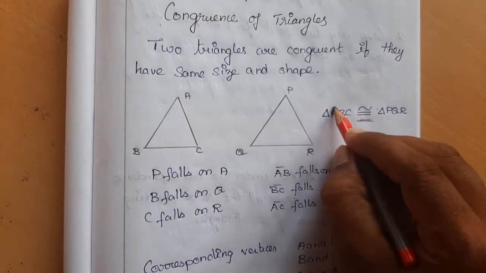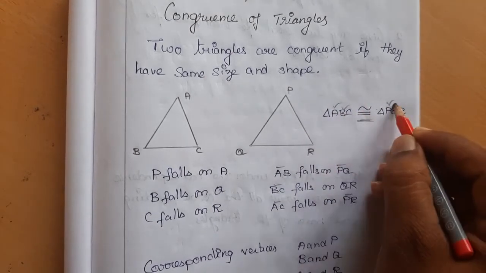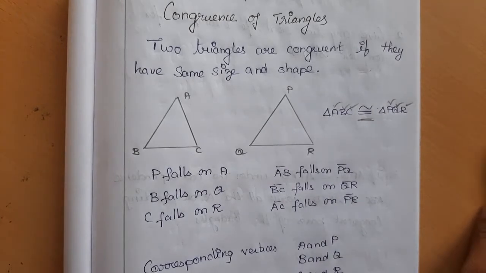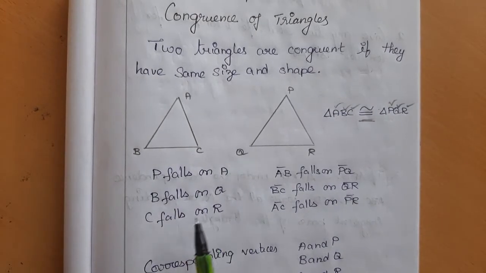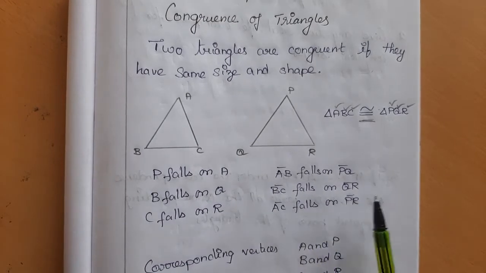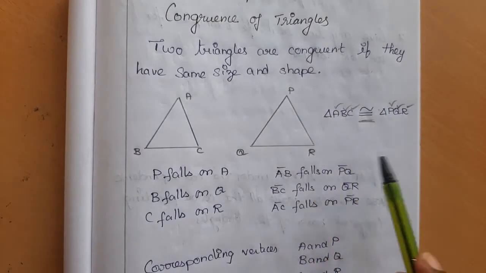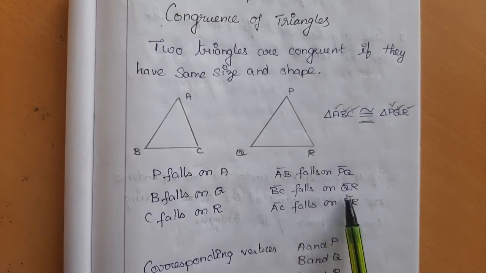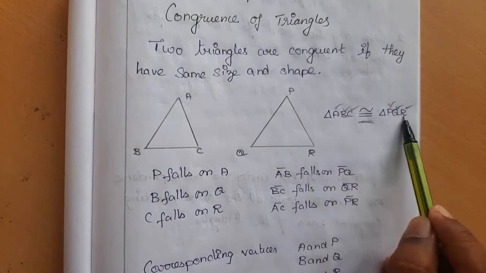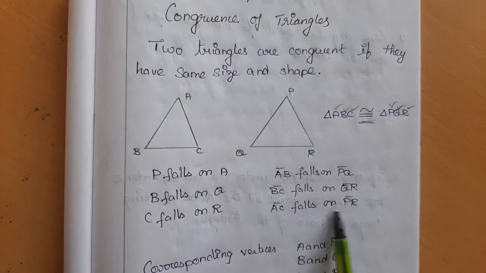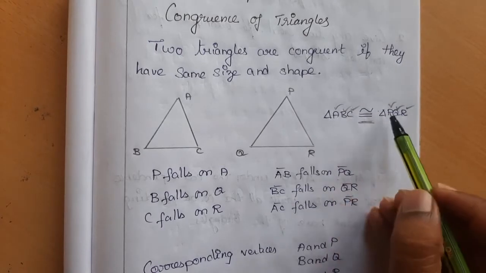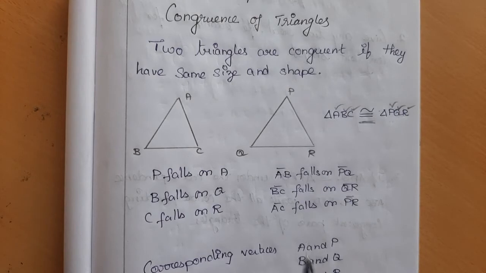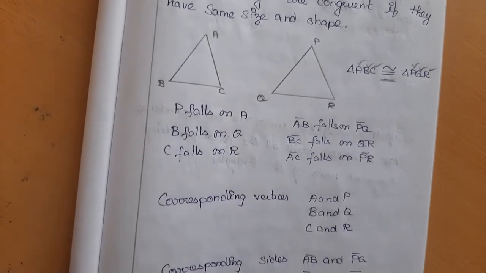In the corresponding order, A corresponds to P, B corresponds to Q, and C corresponds to R. We call these corresponding points. That means P falls on A, Q falls on B, R falls on C. The same applies to line segments also. AB, the first two, falls on PQ. BC, the last two, falls on QR. And AC, the first and last, falls on PR. So this order is very important. We say it falls on, and we call it corresponding.